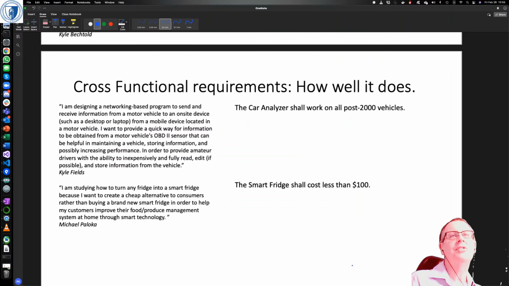The car analyzer shall work on all post-2000 vehicles. Right? I don't know when OBD2 became prevalent in most cars. And again, a cost one for the smart fridge. The smart fridge shall cost less than $100. Okay, so they're all examples of both functional and cross-functional requirements.